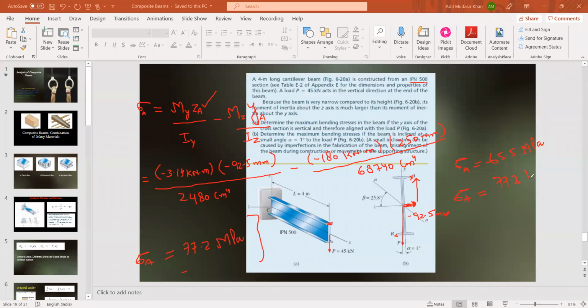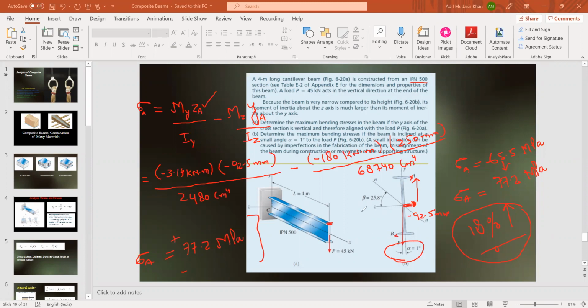A little misalignment of 1 degree is responsible for an increase in the bending stress from 65.5 megapascal to 77.2 megapascal, which is around an 18% increase. So there is around an 18% increase in the bending stress by just 1 degree misalignment on the beam. Number two, when you calculate the value of sigma A using this formula, it comes out positive. So it means here the stress will be tensile, and at the bottom the stress will be minus, that is compressive. The stress at point B becomes compressive.